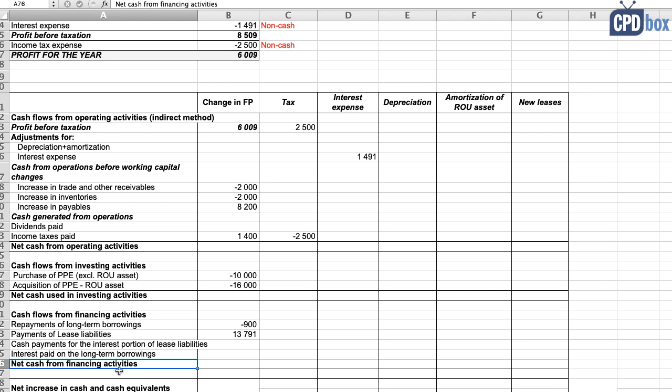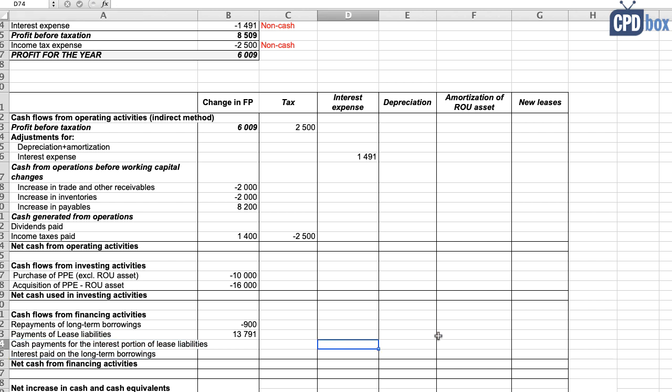Well, if you work for a bank or other financial institution, then you do not have this dilemma because it is clearly the operating part in most cases. Let me also bring your attention to the requirement of paragraph 50 of the standard IFRS 16. It requires that you shall classify the cash payments for the interest portion of the lease liability separately in the statement of cash flows. And therefore, I split the total interest paid into two parts.